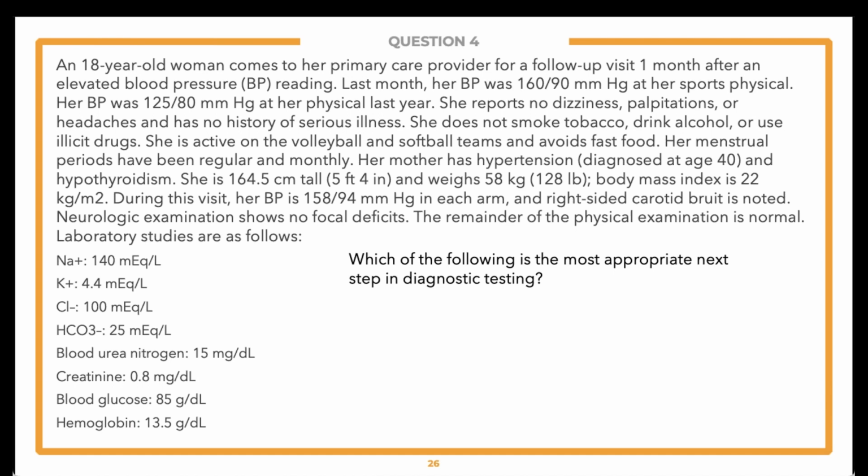Her mother has hypertension, diagnosed at age 40, and hypothyroidism. She is 164.5 centimeters and weighs 58 kilograms. BMI is 22. During this visit, her BP is 158/94 in each arm, and right-sided carotid bruit is noted. Neurologic examination shows no focal deficits, and the remainder of the physical examination is normal.